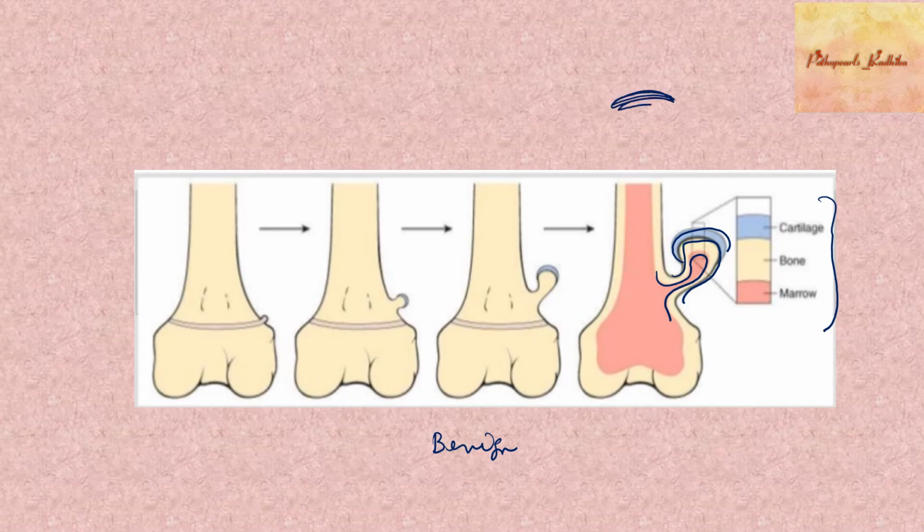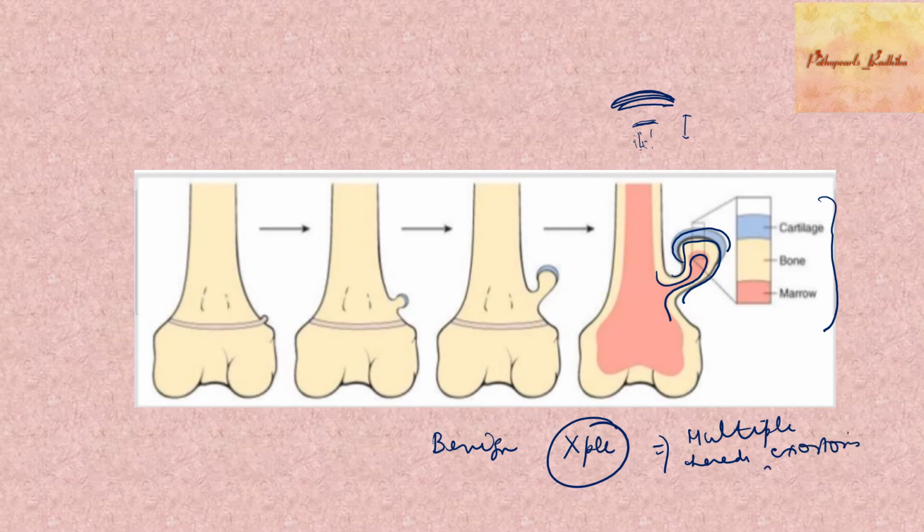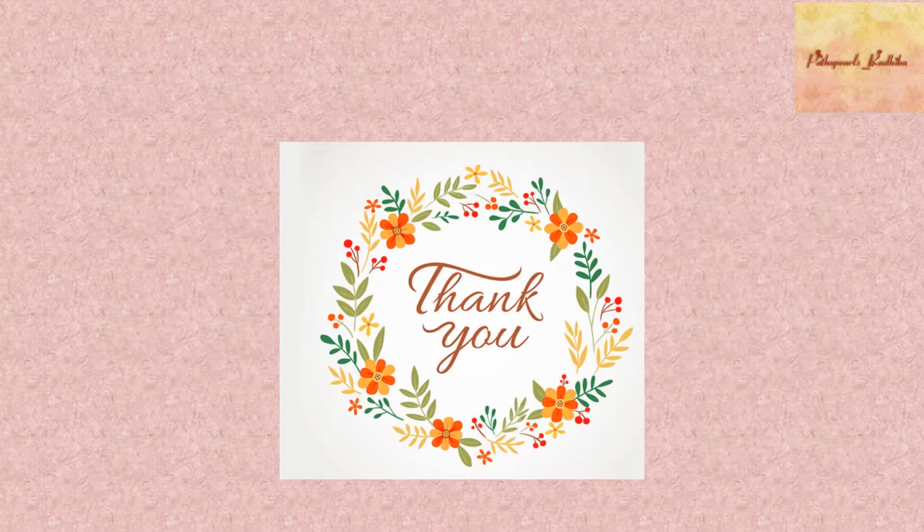You have a cartilaginous cap followed by bone and marrow present between the trabeculae of bone, and they undergo enchondral ossification. So it's a benign tumor. Rarely it can undergo a sarcomatous transformation, and most of the time it's sporadic. Sometimes it can be multiple. If it's multiple, it can have a syndromic association called multiple hereditary exostosis syndrome. But usually they are sporadic. So this is about osteochondroma.